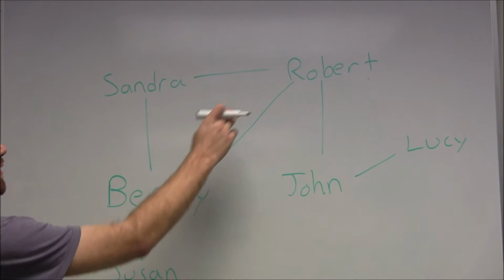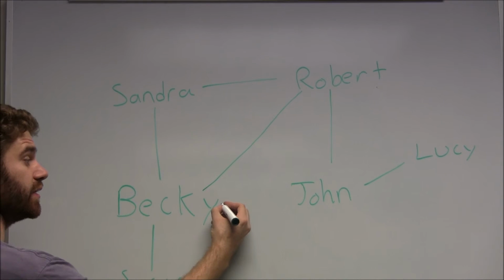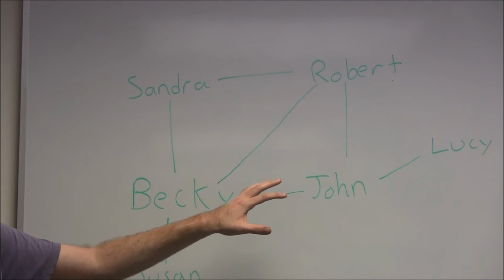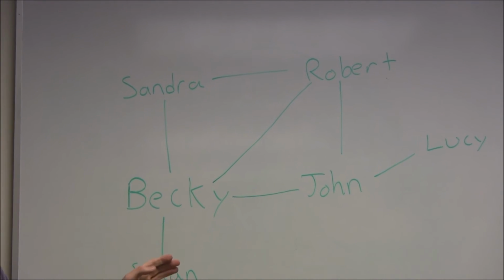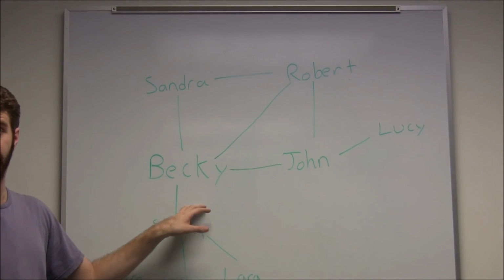Finally, if Becky and Robert are friends and Robert and John are friends, using the same logic, Becky and John could be friends. Now we just formed a cluster up here between these 4, where Becky and John are only 1 node away from each other. Hopefully this will allow Becky to become better friends with John, and maybe John will start liking Becky.